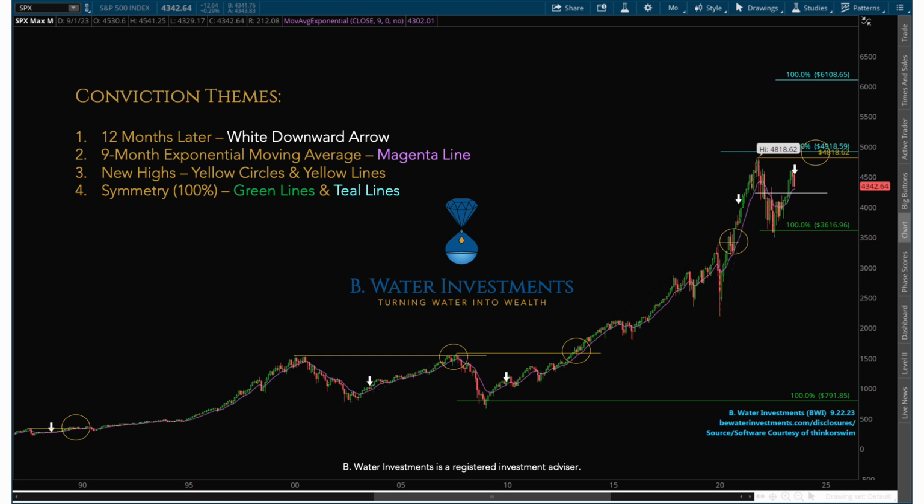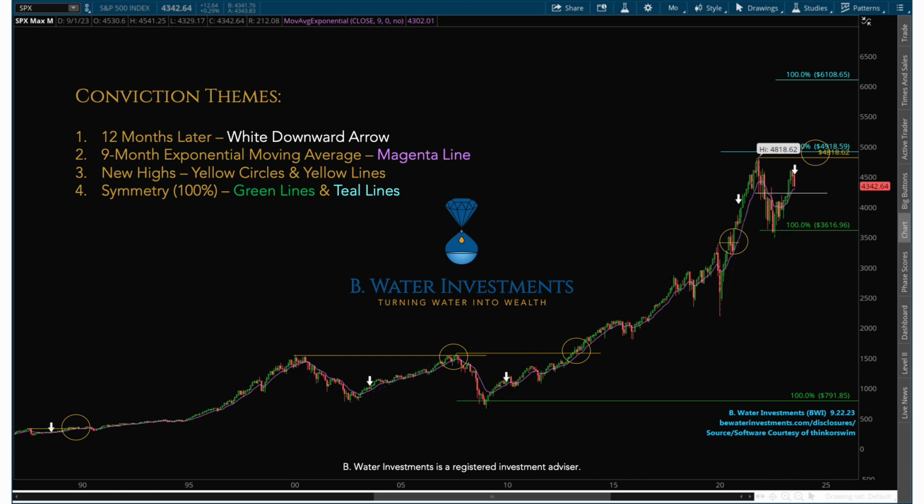And you measure down to the March 2003 lows, the distance from the highs in 2000 to the lows in 2003. If we take that measurement and move it to the highs in 2007 of the S&P, they measure 100% down to 791.85. The S&P bottomed at 666 on March 9th, 2009, but just shy of its 100% symmetry.